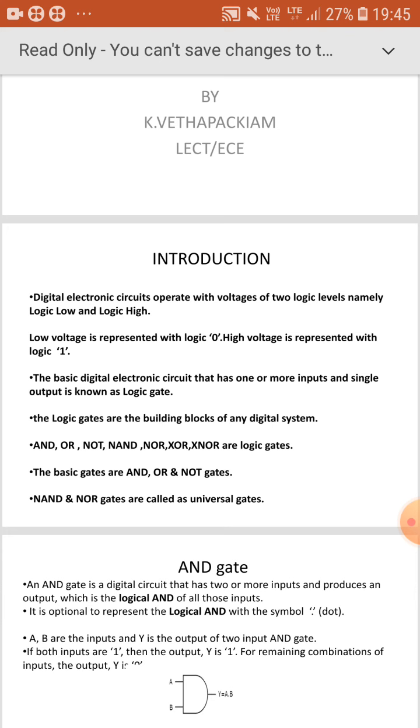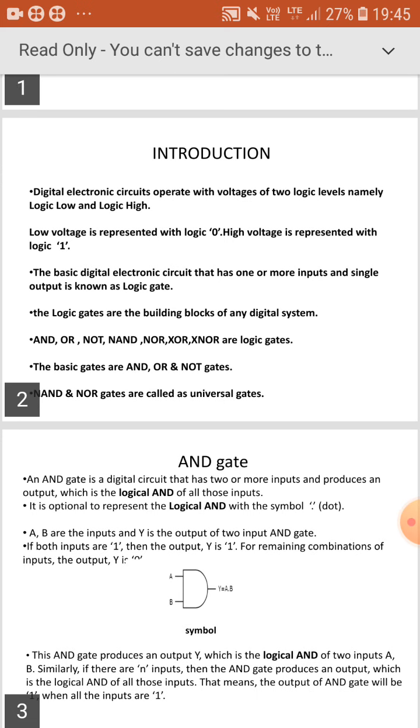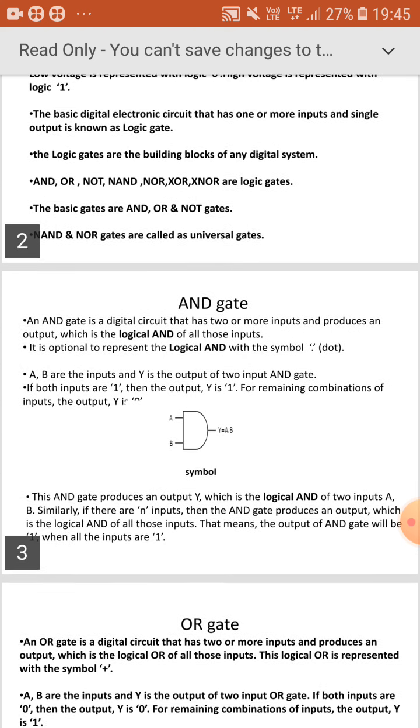It has one or more than one input and single output. AND, OR, NOT gates are basic gates. NAND and NOR gates are universal gates. The basic gates are AND, OR and NOT gates. Universal gates are NAND and NOR gates.